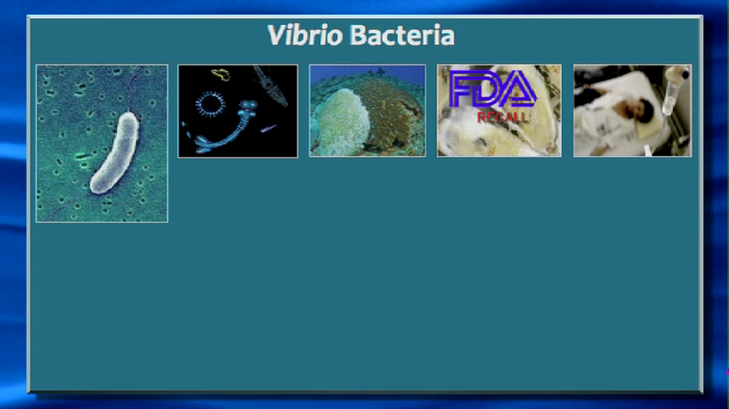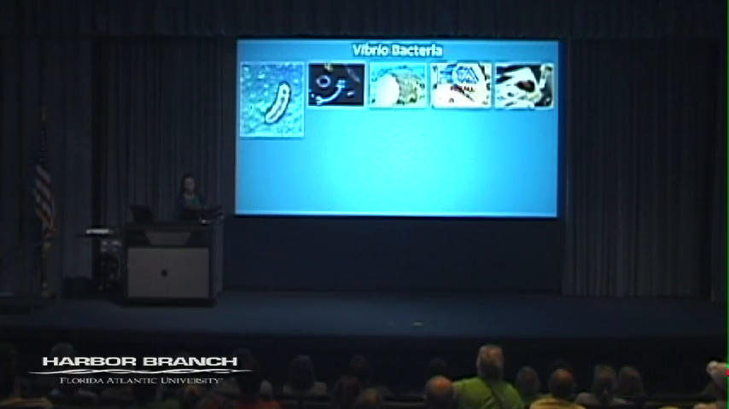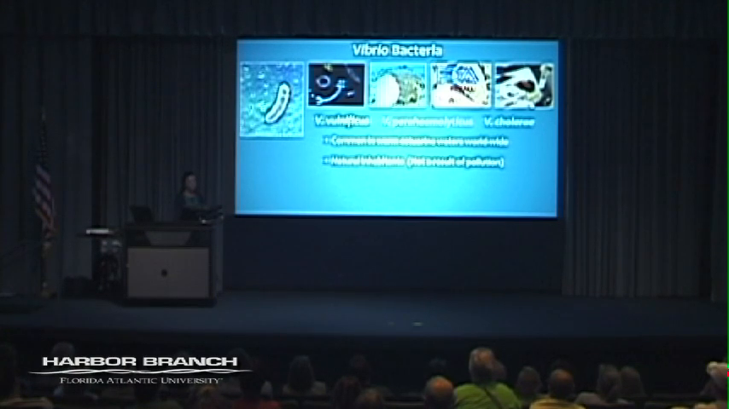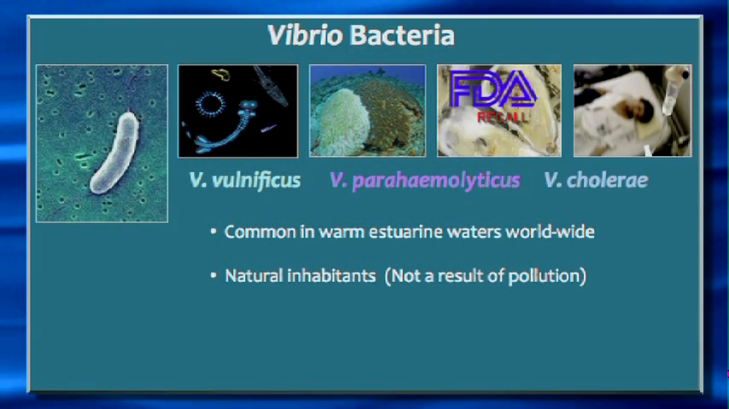And in humans, these infections can be anywhere from seafood sickness, so just getting sick from eating something like a raw oyster, all the way up into pandemics like cholera. So very diverse. The three species that are implicated in the most disease in humans are vulnificus, parahaemolyticus, and cholerae.